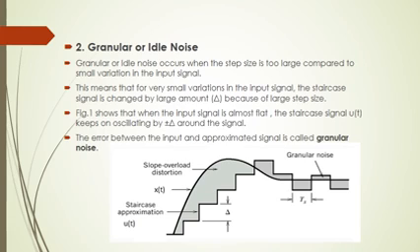Granular noise or idle noise occurs when the step size is too large compared to the small variation in the input signal x(t). This means for a very small variation in the input signal, the staircase signal is changed by a large amount because of the large step size.